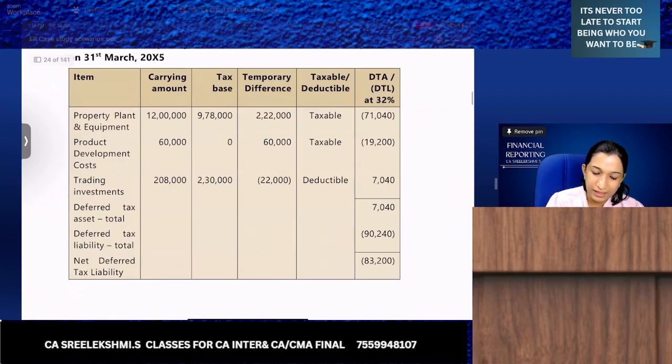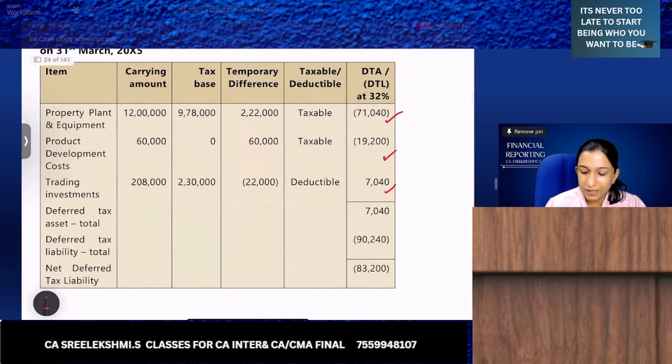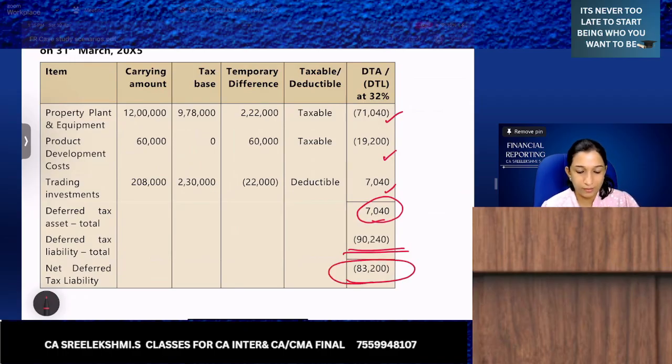What is the net DTA or DTL? So it is PPE DTL, product development cost DTL, and the deductible difference DTA. So the net deferred tax liability is 83,200. I hope this was beneficial. I have not discussed the provisions. We are just quickly going through the case studies. See you tomorrow with the next video, from case study scenario 6 to 10.